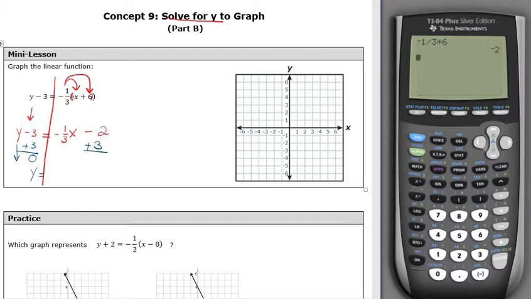Negative 2 plus 3, that's going to give you 1. And I'm going to bring down the x term. There we go. So let's put this in the calculator. Y equals negative 1 divided by 3x plus 1. Let's make a table.